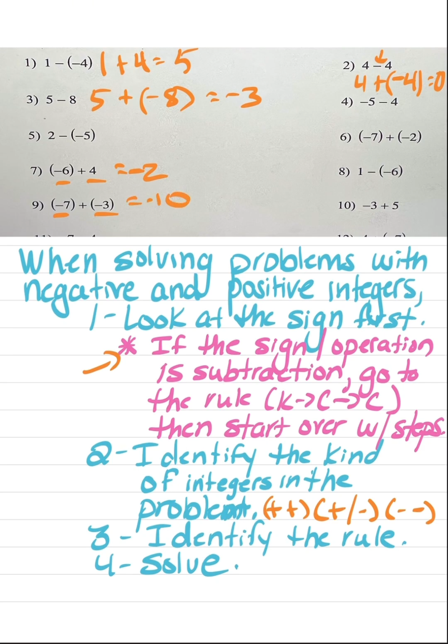If I do one more, let's look at number 8. I am looking at my steps. First thing I need to do is look at the signs. Uh-oh, I see a subtraction sign. So I'm going to automatically go back and keep, change, and change that second integer to now where I can look at the sign, which is addition, and identify that I have two positive integers. That lets me know that I'm going to add them as they are and have the same sign. So that answer is going to be a positive 7.